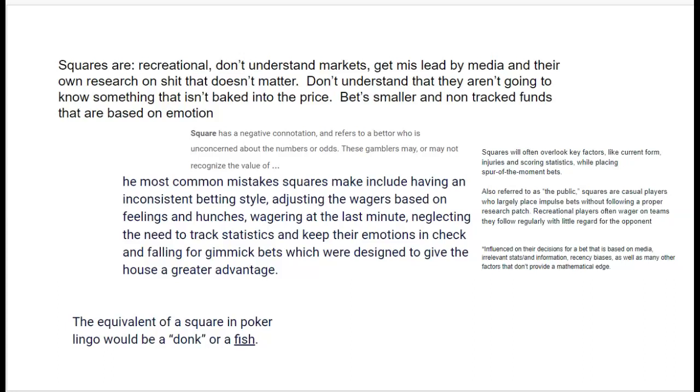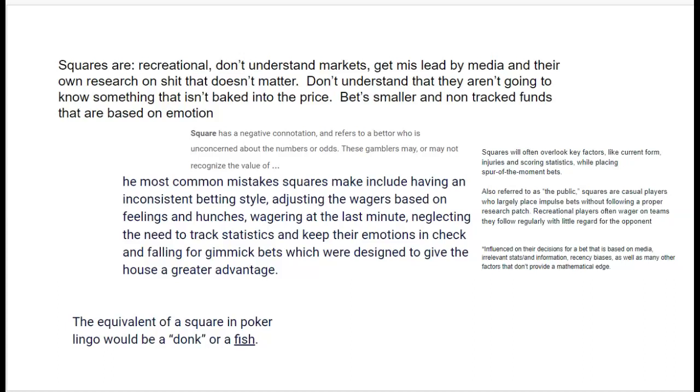But anyway, very common mistakes include inconsistent betting style, adjusting your wagers based on emotion, wagering last minute when all the value is squeezed out of the market, neglecting the need to track all the history of your wagers and see how you're doing, where you're doing good at, things like that, and then the emotions for these gimmick bets that are out there that have a negative EV. But the one I laughed at the most is the equivalent of a square in poker lingo would be a donk or a fish. So maybe we should start calling them donks or fishes. It's much different than the shark that we showed earlier.